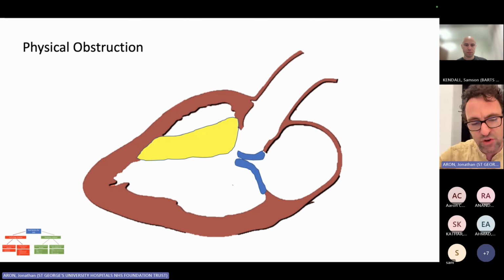So let's talk about physical obstructions. This is another example of a bulky septum here. And here is a, I don't know, thick mitral valve. And both these things can move into the left ventricular outflow tract and cause a narrowing of ejection.